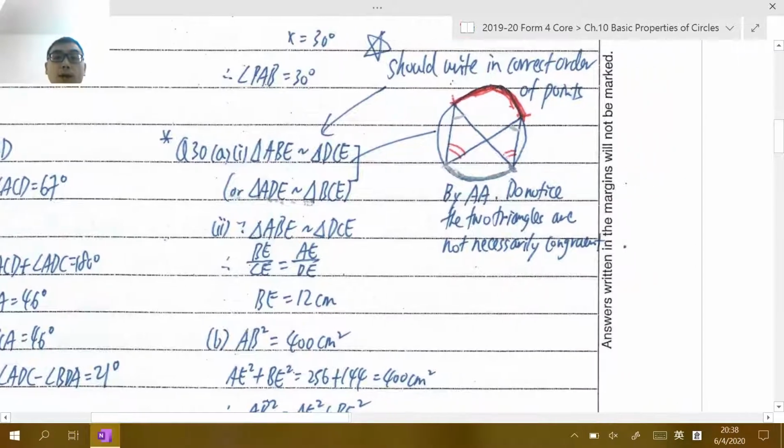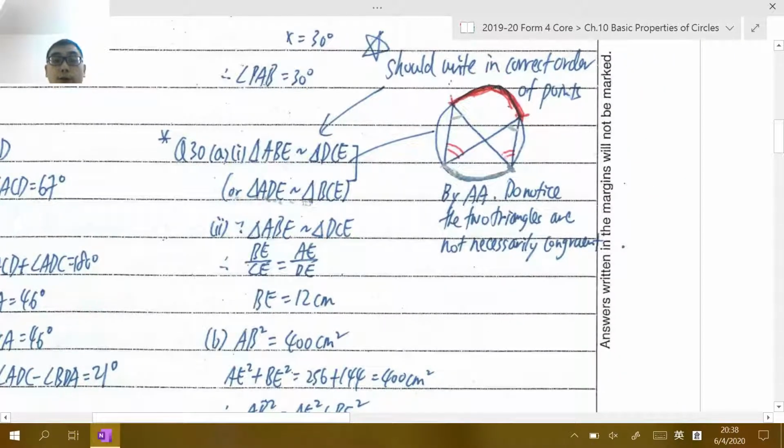But anyway, I just want to say for question 30 here. Now, here is a very special question, because you don't need to prove whether the two triangles are similar, but you have to see they are similar.